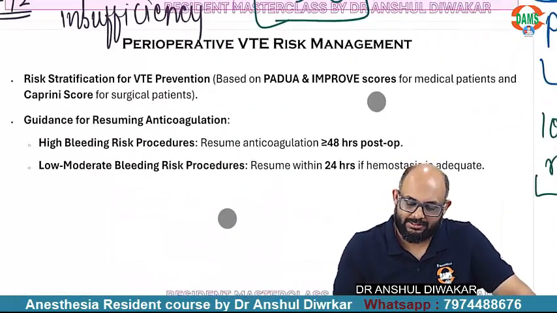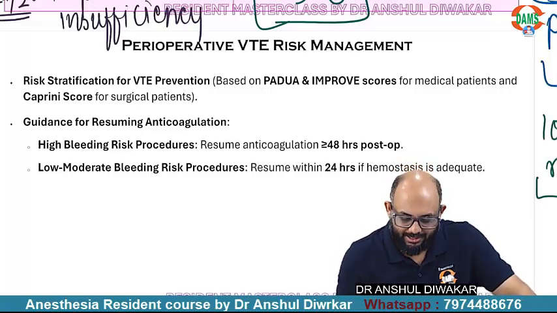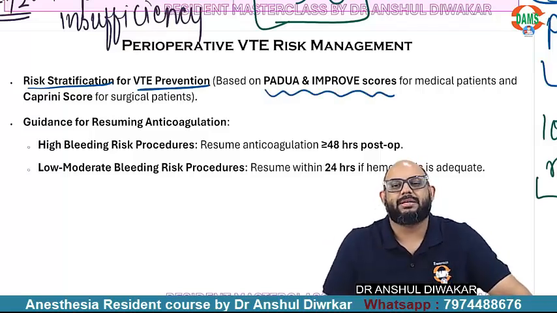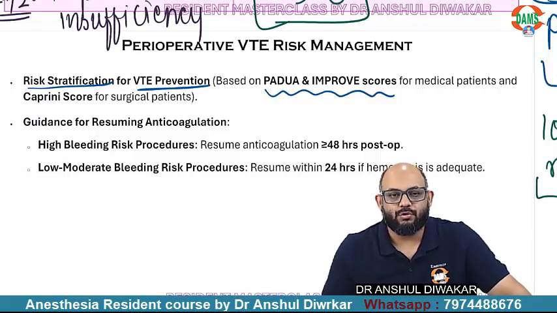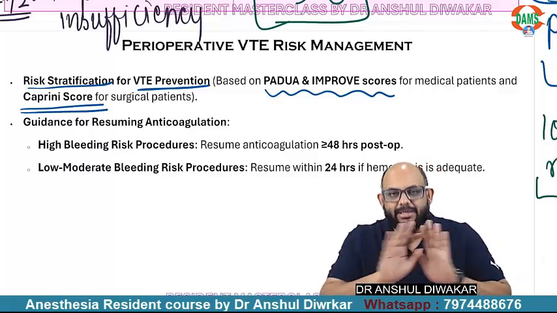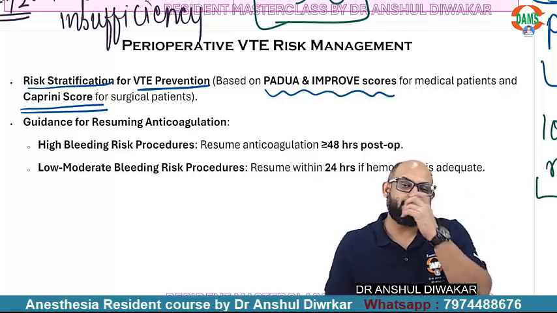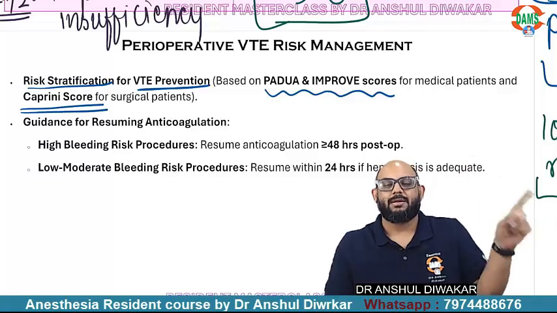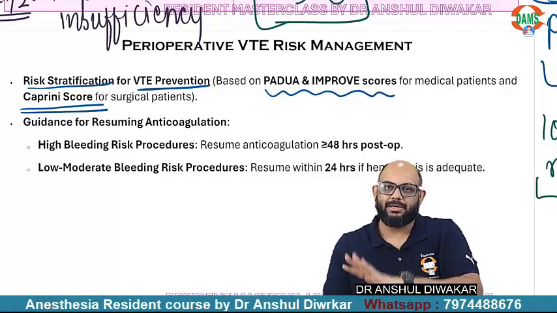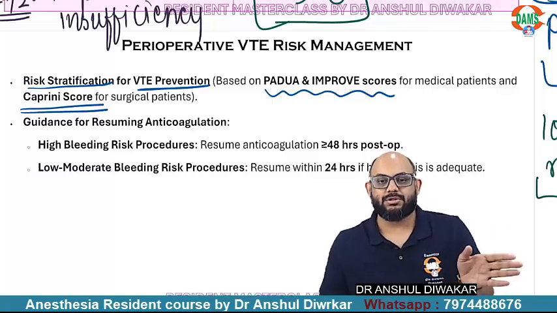Perioperative VTE risk management. So now let's come to what ASRA says. In ASRA, risk stratification for VTE prevention is based on, in medical patients, two scores that they use, Padua and IMPROVE, and in surgical patients, Caprini. I'm not going to go into the details. Nobody will expect you to know these things. Okay. So remember here risk stratification: for thromboembolism we used CHA2DS2-VASc, and for bleeding we used HAS-BLED. Here for VTE, we will use Padua and IMPROVE in medical patients who are not going for surgery.